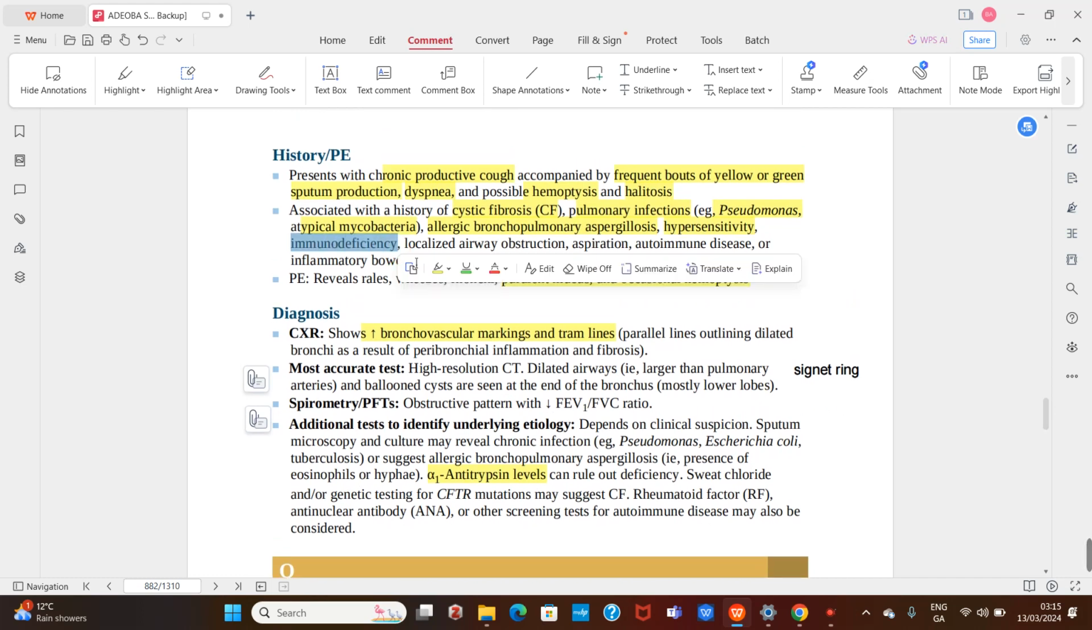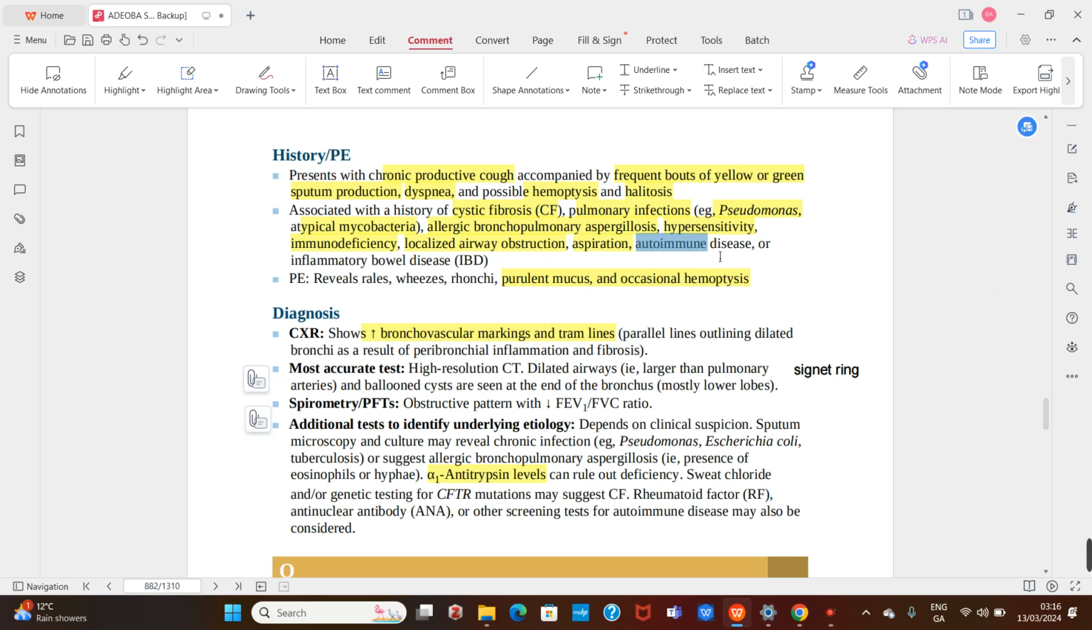Immunodeficiency, we have talked about this. Somebody having severe combined immunodeficiency or IgA deficiency can develop recurrent bacterial infection causing bronchiectasis. Localized airway obstruction, we've talked about this. Somebody has a foreign body occluding the airway that is not even removed. You can have mucostasis beneath that area, because there's an impairment in the clearance of mucus, and bacterial superinfection, and you have the same with aspiration conditions.